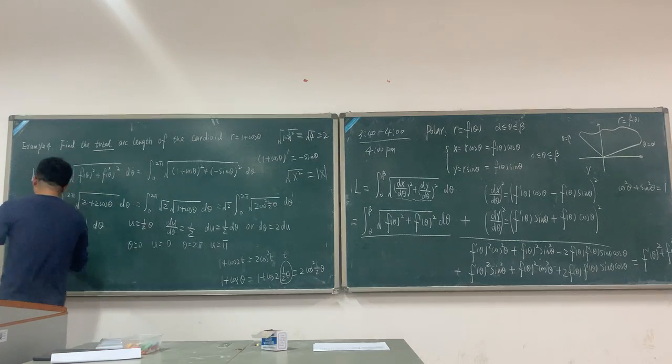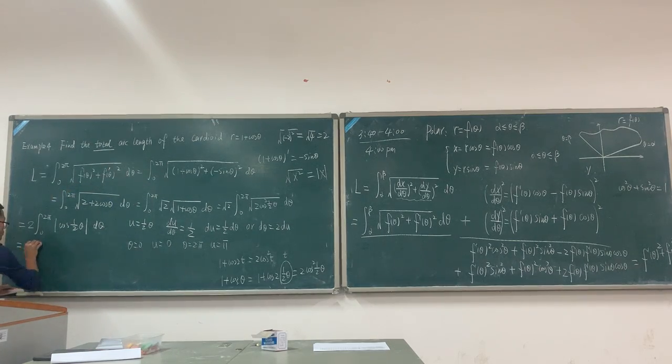So here actually is 2, here is the absolute value of cosine u. And d theta equals 2 du, so 2 times 2, it should be 4. When theta equals 0, u equals 0. When theta equals 2 pi, u equals pi. Now we have the absolute value here.